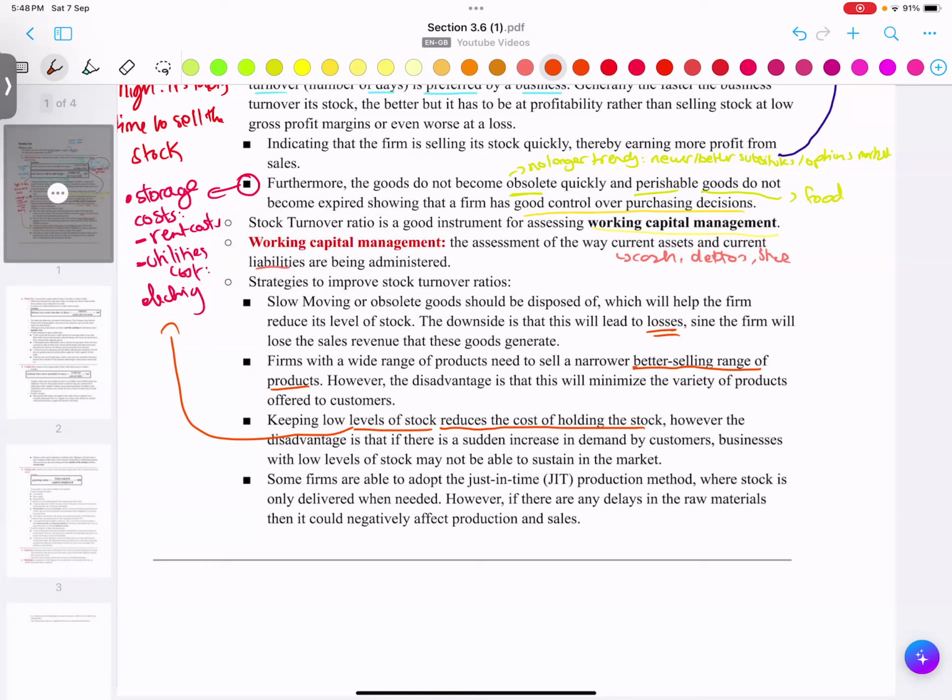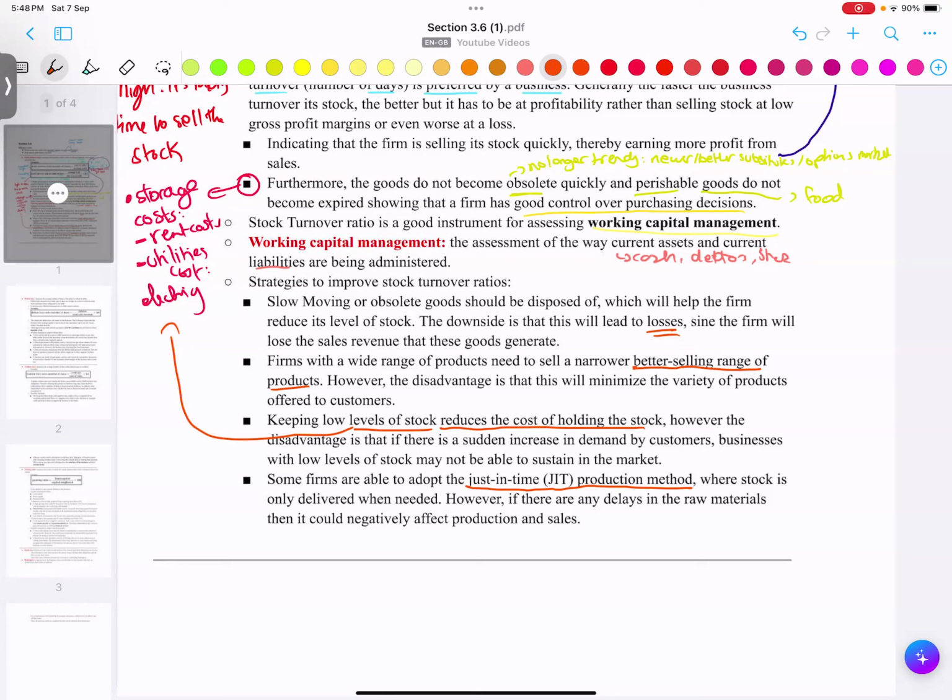It's a lot of the times unanticipated. So this may be a disadvantage. Some firms are able to adopt the just-in-time production method. This is something we learned in section 5. Basically, just-in-time means that they only produce the product if they know they're going to sell it directly. Our stock is only delivered when needed. However, if there are any delays in the raw material, this could definitely negatively affect the production and sales.